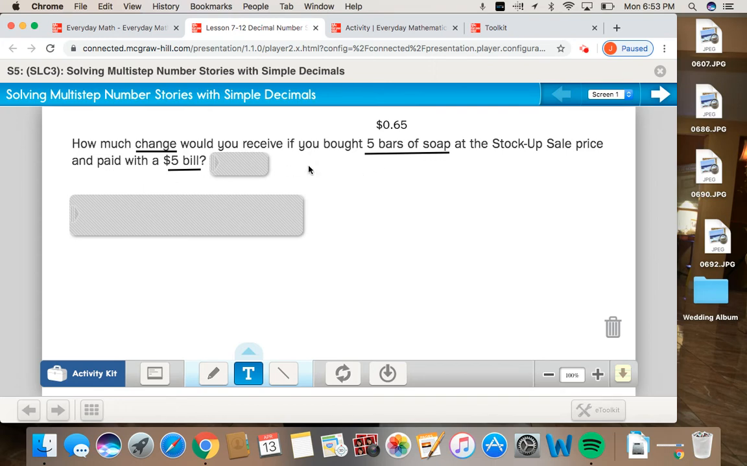So why don't you go ahead and pause the program and figure out how much 5 bars of soap are going to cost if each one is 65 cents. And I think for this one, I'm going to line them up and maybe do some repeated addition here. 65 cents.